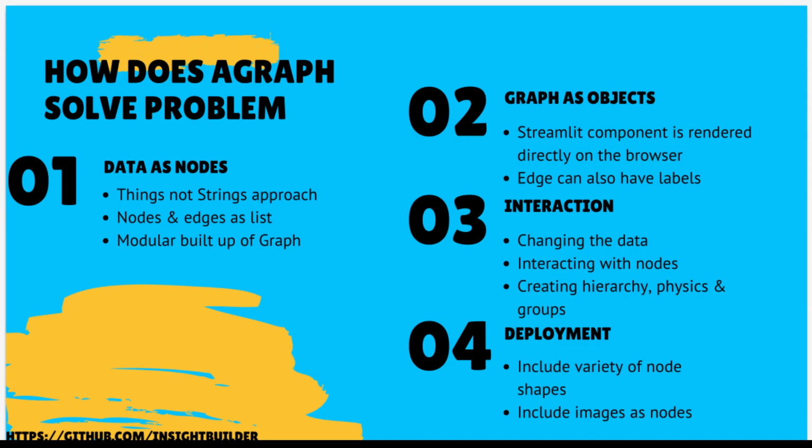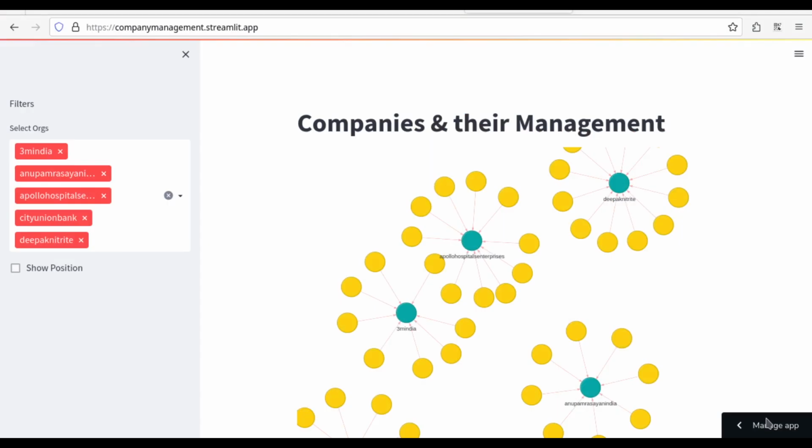So now let me go back to the browser. The next thing we are going to do is look at how we are going to create nodes, and how we are going to implement interaction filtering options using Streamlit, and also how we are going to deploy it. All these things we will be covering in a couple of minutes. So let us go to the browser again.